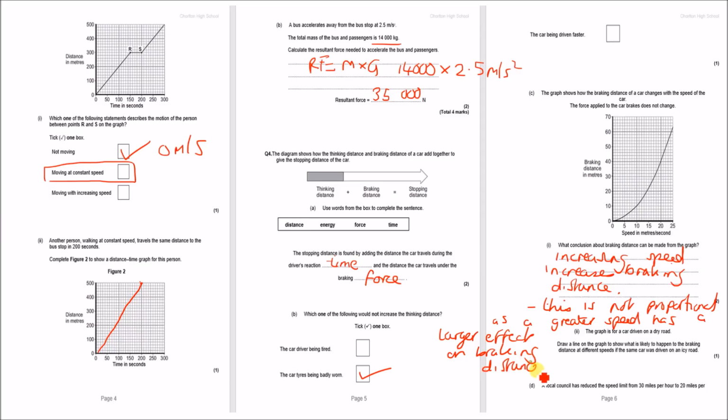distance. Okay, now the next question asks us to draw a line on the graph to show what is likely to happen to the braking distance at different speeds if the car was driven on an icy road. Well, if we were to give an example, we would know that on an icy road, if we were going 10 meters per second, it would take longer to brake. So it would be somewhere like this. Just put a little point here. And if we were going 20 meters per second, it would take much longer to brake as well. So we know that this line is probably going to look something like that. Okay, it's going to take longer to brake and stop at a higher speed. So the line needs to sit above the line that was already there.